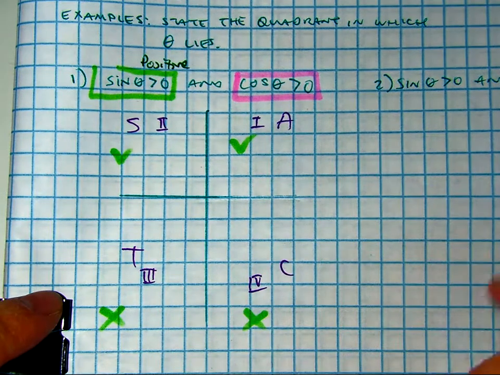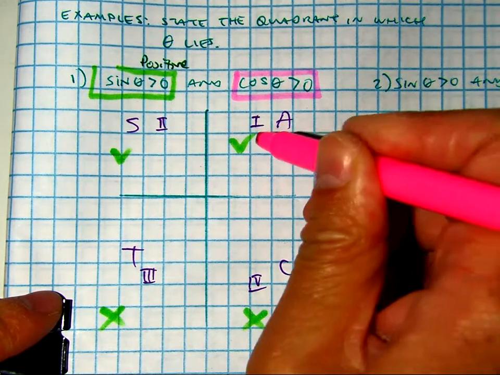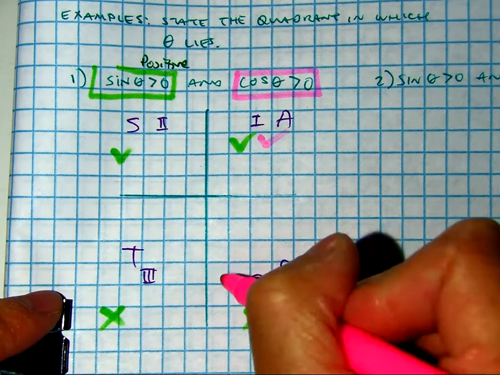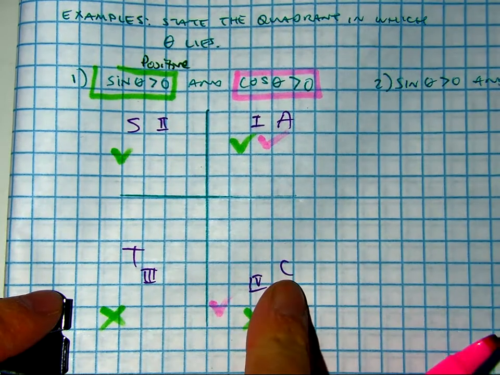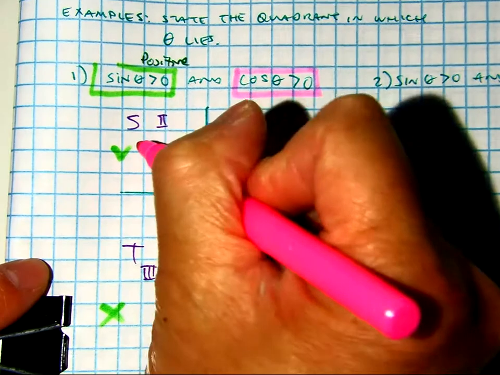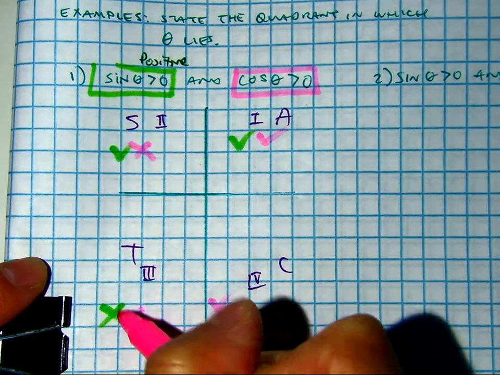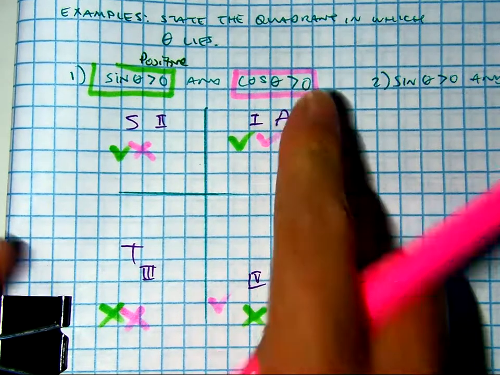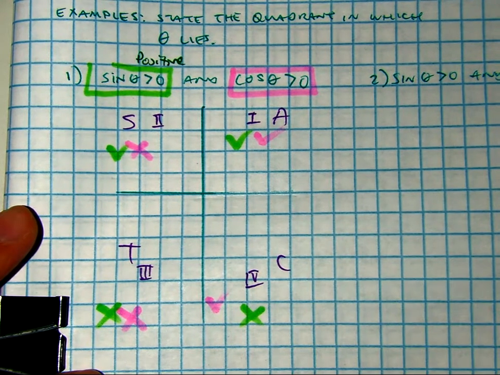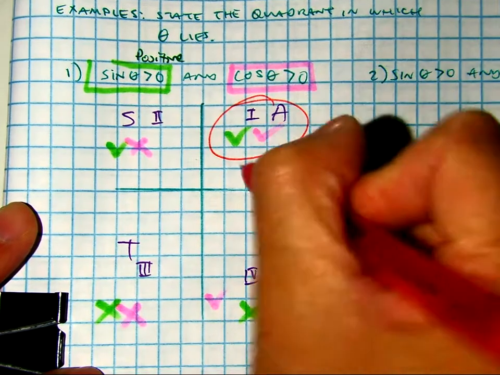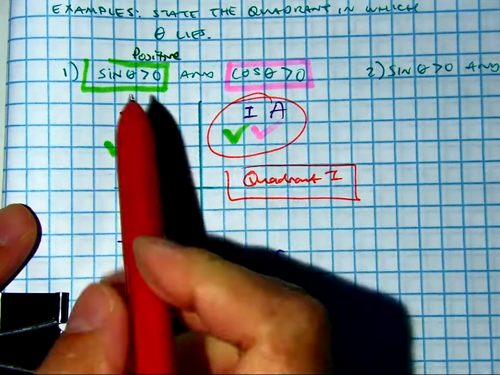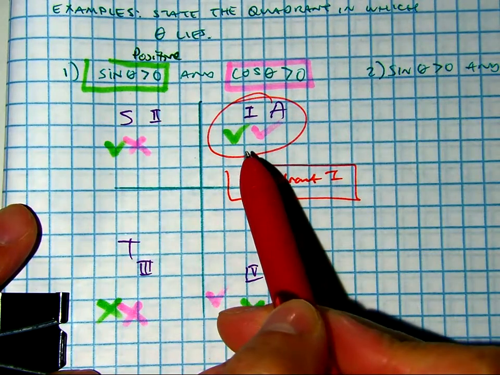Positive. So where is cosine positive? Quadrant 1 and quadrant 4. Because this represents cosine and its reciprocal identity, secant. That means it's negative here and it's negative here, which I'm not looking for; I'm looking for positive. And so the only quadrant that has both of those positive, the answer is? Quadrant 1 is the answer, because sine and cosine are both positive.